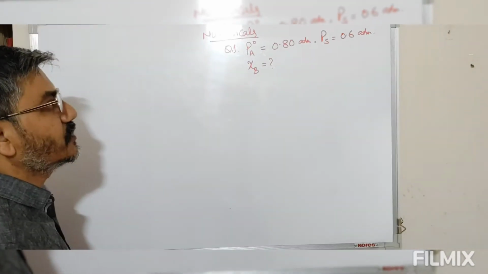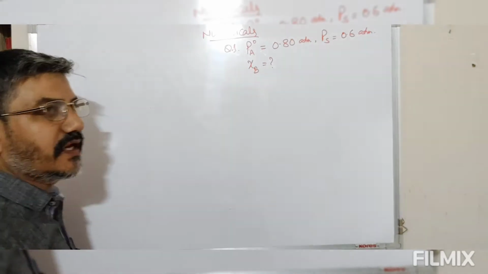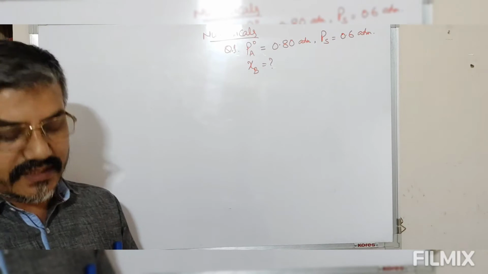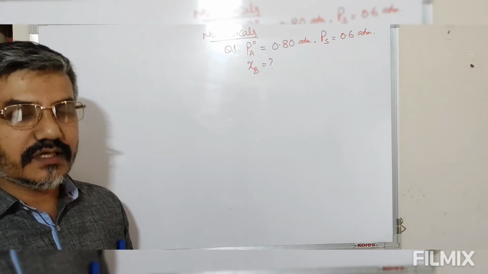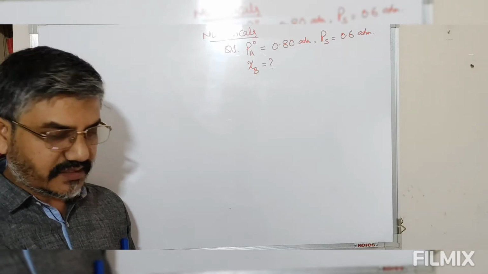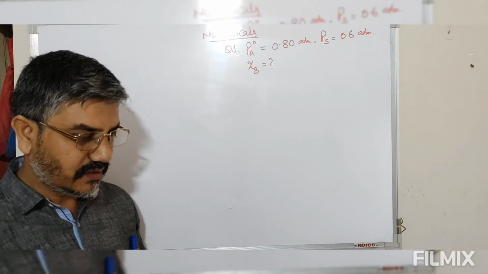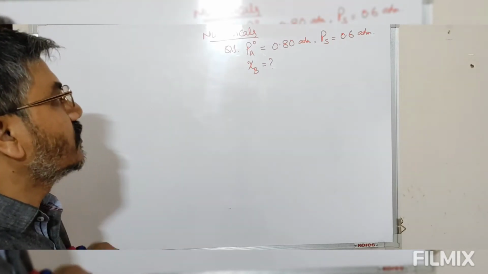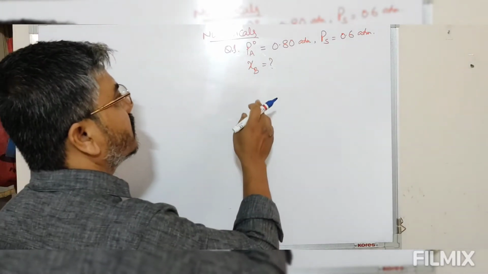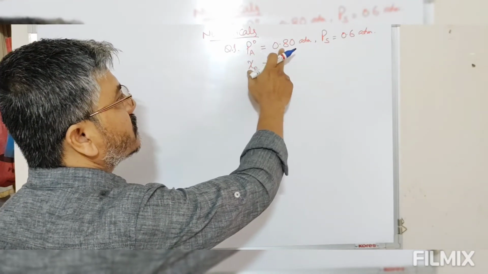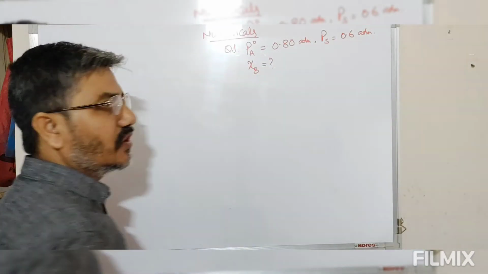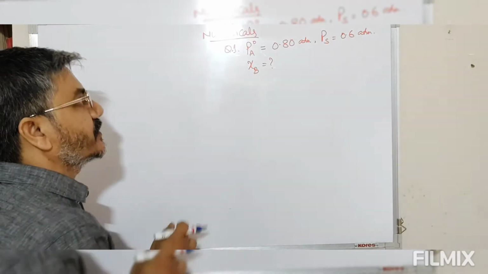That means we have a solution of A and B. A is volatile, B is non-volatile. When a non-volatile solute B is added to a volatile solvent A, the vapor pressure decreases. The vapor pressure of the pure component was 0.8 and the solution is 0.6, so there is a decrease in vapor pressure. Now we have to find the mole fraction of the non-volatile component.